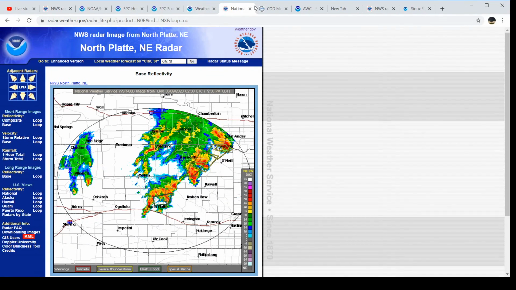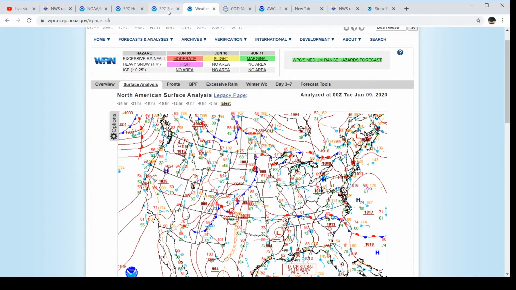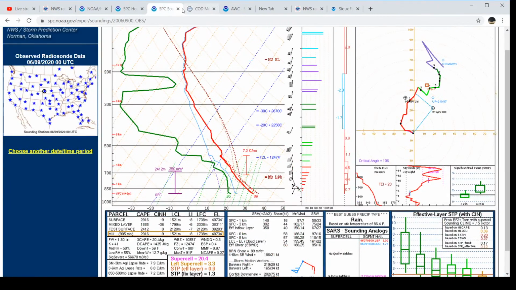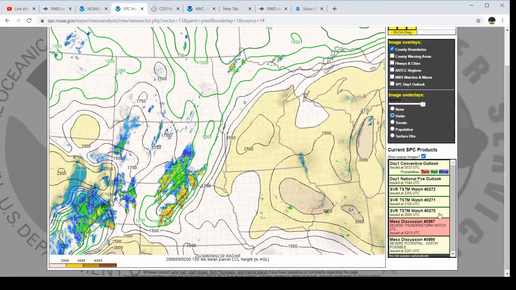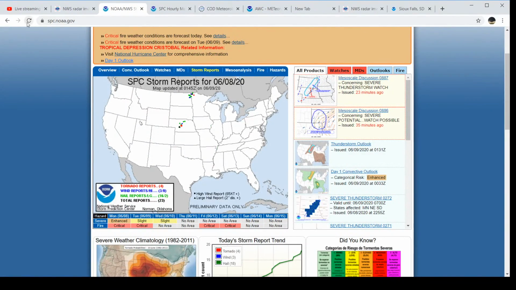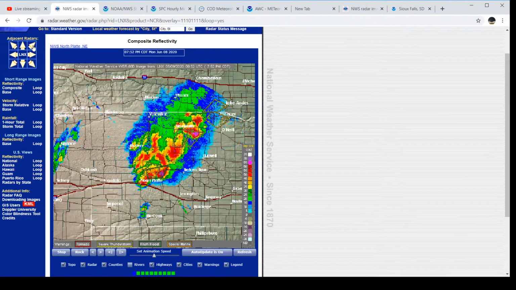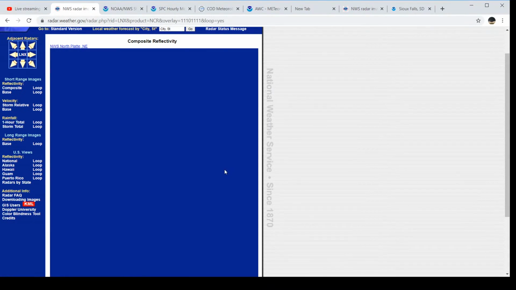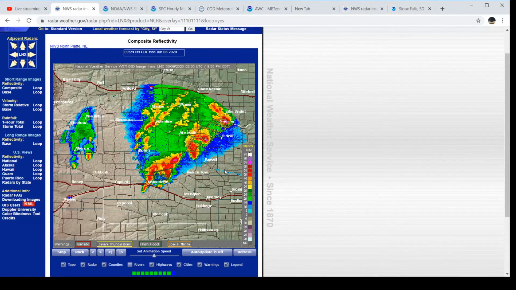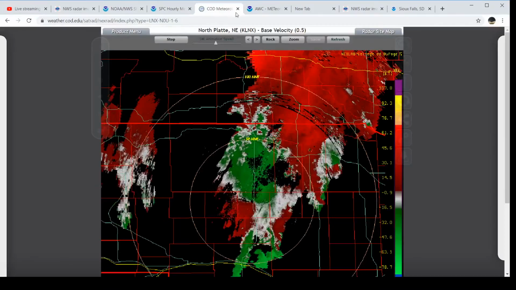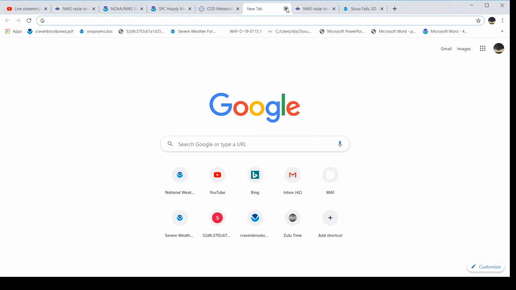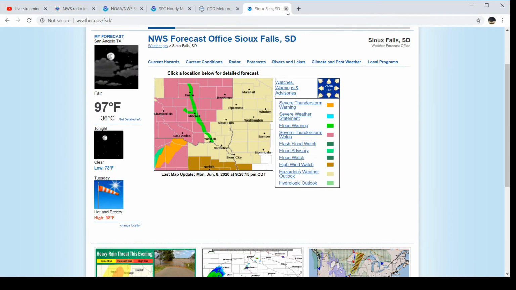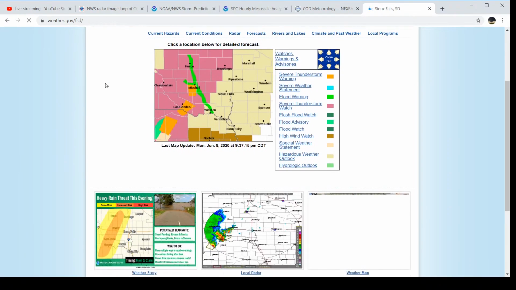So far they only got a severe thunderstorm warning on it. I might need to exit some of these tabs. Sounds like a good deal. Refresh. I don't think we need that anymore. Probably need to refresh this. Okay.